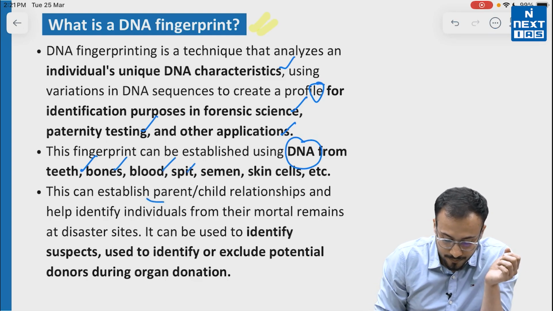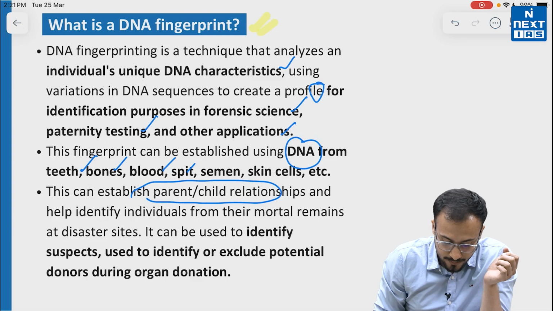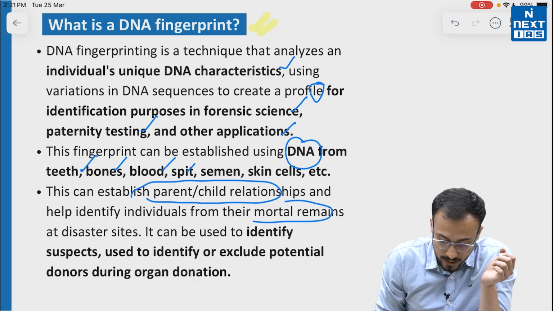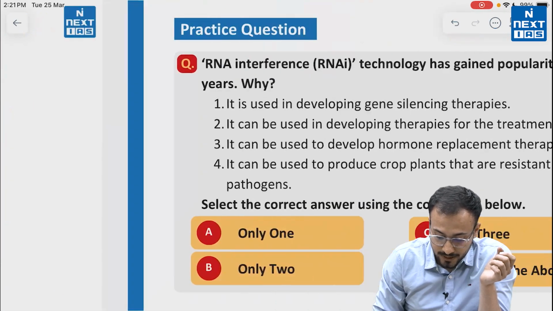This can establish a parent-child relationship and can help identify individuals from their mortal remains at disaster sites. It can be used to identify suspects, and to identify or exclude potential donors during organ donation. So it has wide applications.